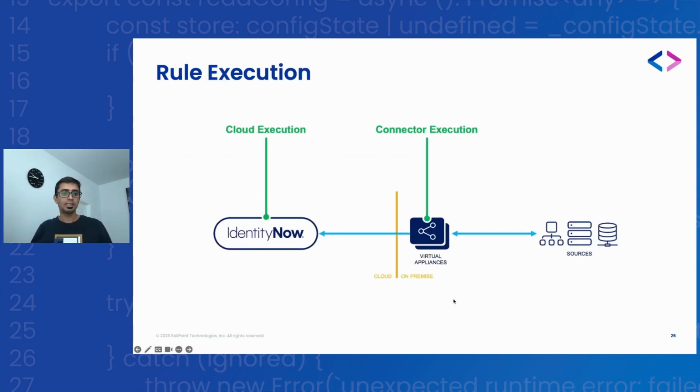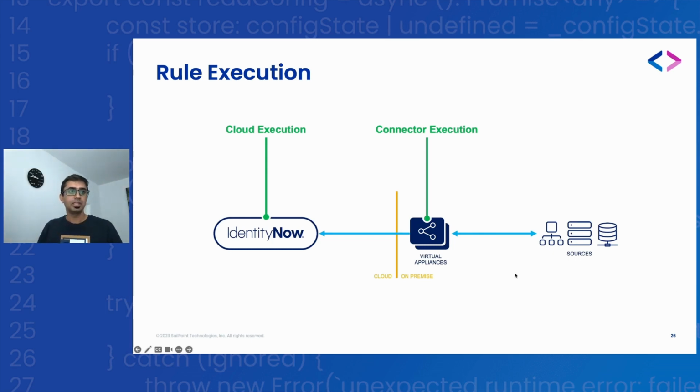Okay. As I said, the rules are broadly classified into two categories. One is the cloud execution rules. The other one is connector execution rules, right? Depending on the way the rules are executed, some rules are executed on the IdentityNow cloud, and some are executed on the connector side, where they'll be executed on virtual appliance. Okay, and the example of the cloud rules is the attribute generator rules, right?